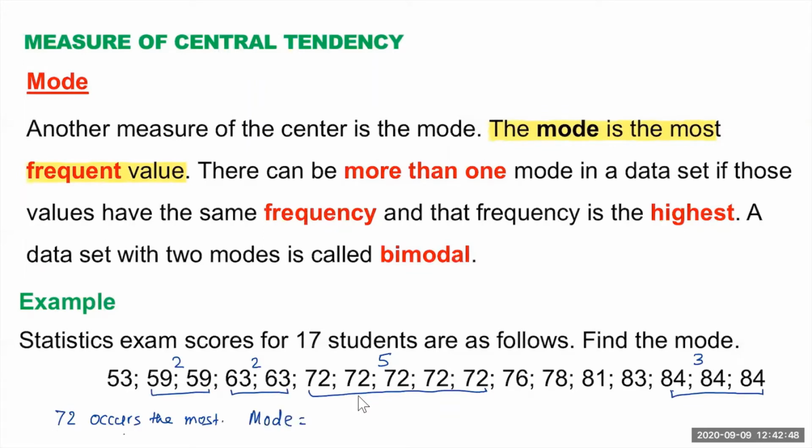Mode is 72. So whenever we are calculating the mode, we have to look at which data value is repeating the most. 72 is repeating the most. That's why 72 is the mode.